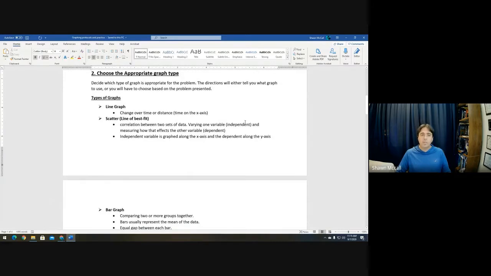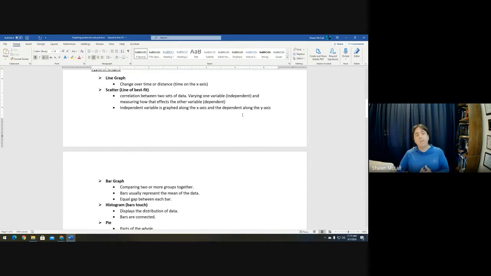All right, number two, choose the appropriate graph type. All right, decide which type of graph is best appropriate for the problem. The directions will either tell you what graph to use, or you will have to actually choose yourself, okay, based on the problem. And there's a few different things that you can look at. Obviously, line graphs are probably what most people are used to seeing.